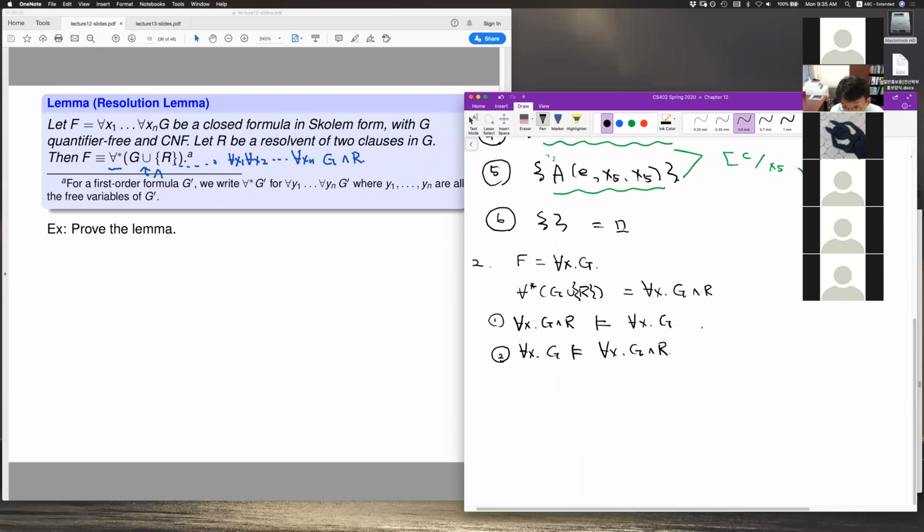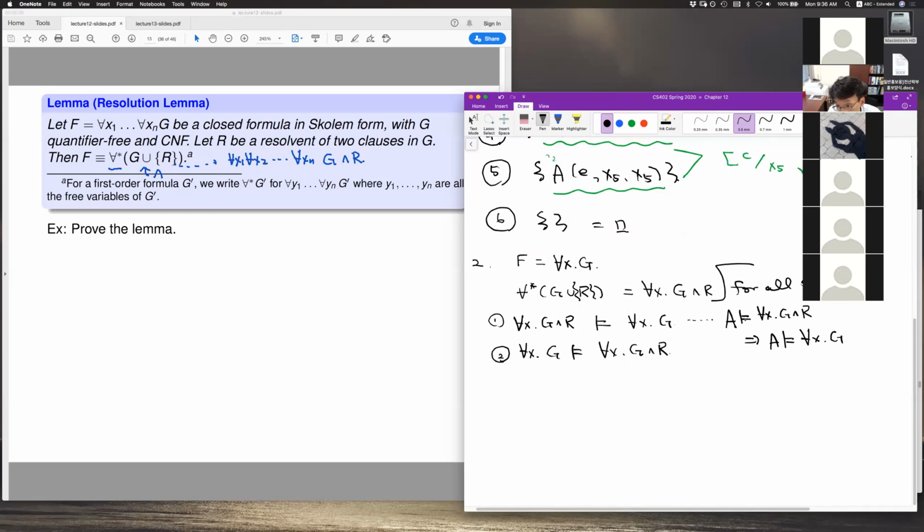In terms of definition, this means that for any structure A, if A satisfies ∀X, G, and R, that implies A satisfies ∀X and G, for any structure A. So this is what we have to show. But then showing this is obvious.